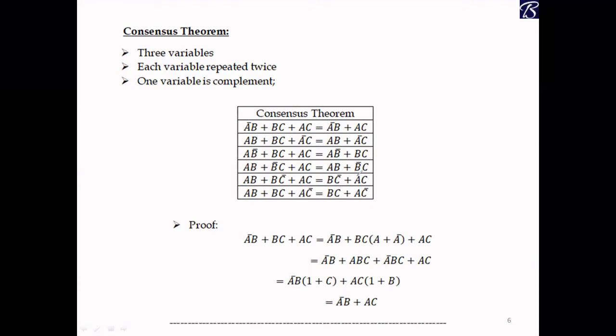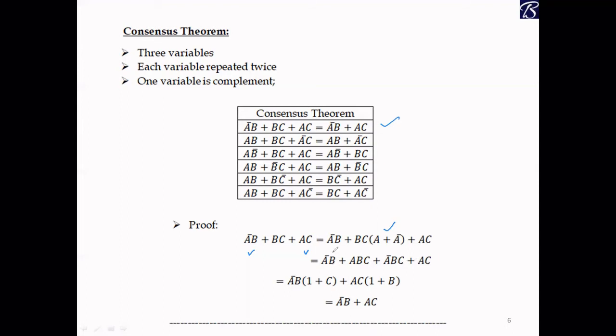Let us try to prove the consensus theorem. Take the first expression, this one, where A bar B plus BC plus AC. So here actually the complement is for A. In this, the A term is there, in this the A term is there, but in this the A term is not there. So take BC into (A plus A bar). Now multiply this term. That expression becomes A bar B plus ABC plus A bar BC plus AC.